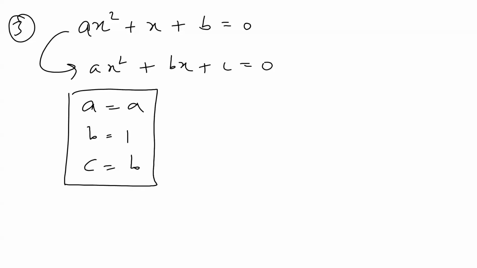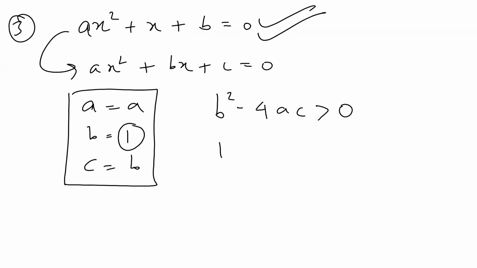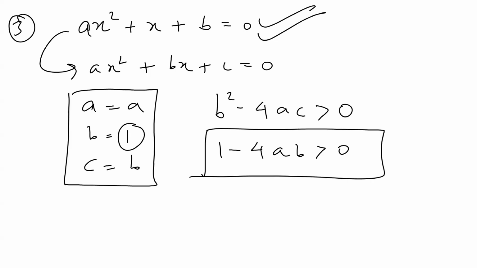Now, for this quadratic equation, the roots are real and unequal. Since they are real and unequal, b square minus 4ac is greater than 0. Had it been equal, this would be equal to 0, but they are unequal, so this is greater than 0. b is 1, 1 square is 1, minus 4ab is greater than 0. So we got one condition over here: 1 minus 4ab is greater than 0.